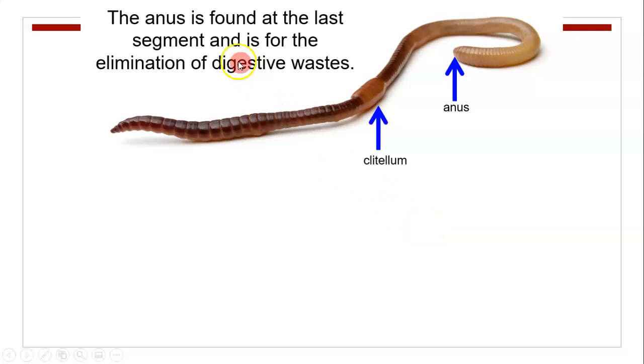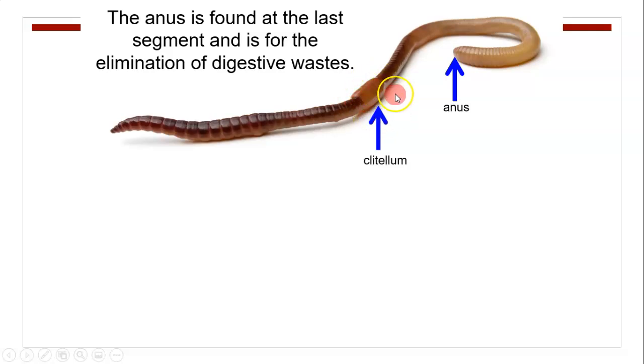Now, the anus is found in the last segment of the body, and of course, we all know what that's for. That's to eliminate waste from the process of digestion. So you can see that right here. So we have the prostomium over here, anterior. The anus is posterior.